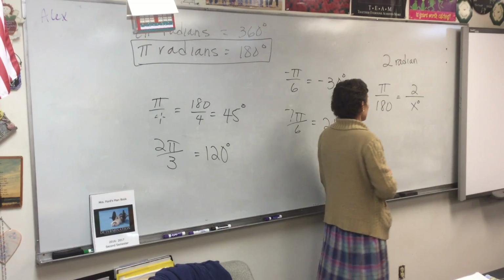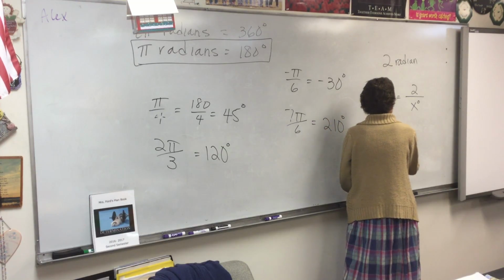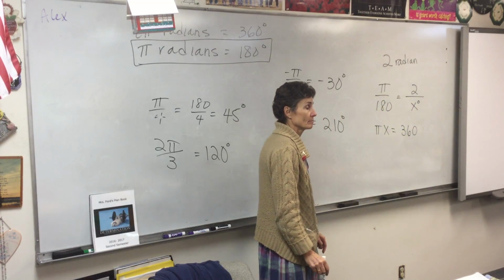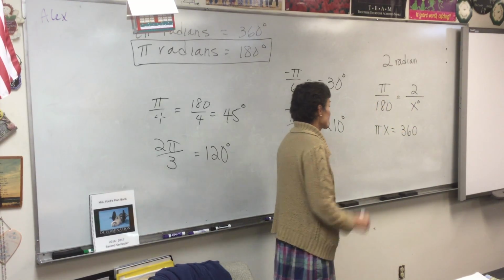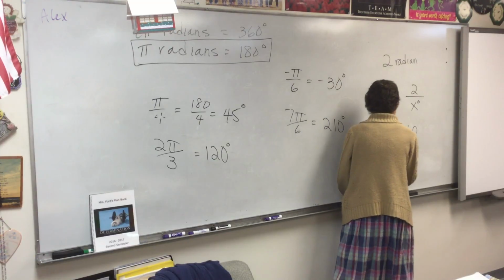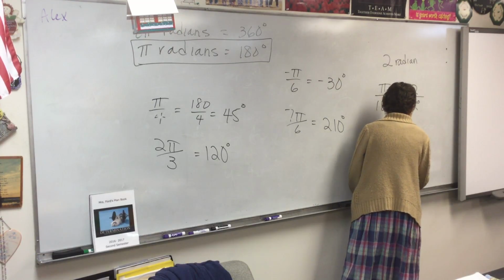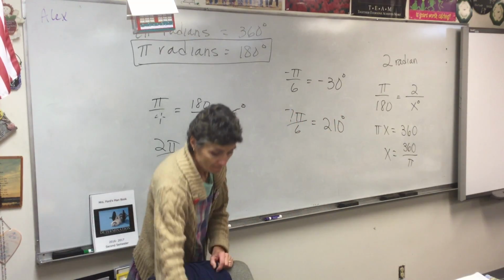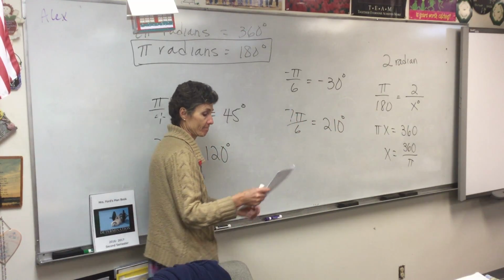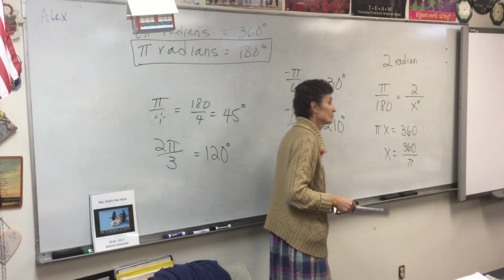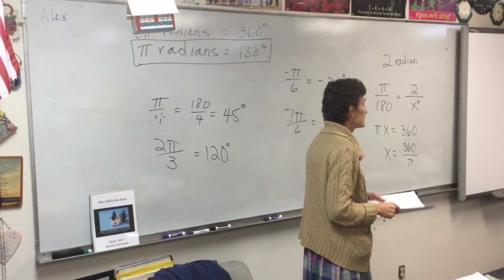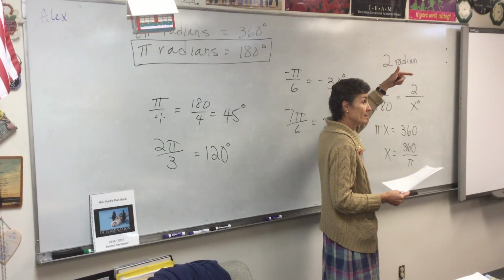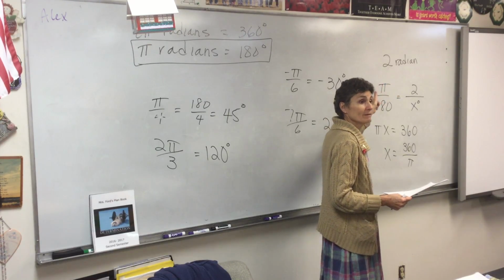Now I am going to cross multiply, Marley. So pi x equals 360. And I'm solving for x. So x equals 360 divided by pi. Does everyone recognize this is the same thing we did in part 1? Only we were solving for a different thing.